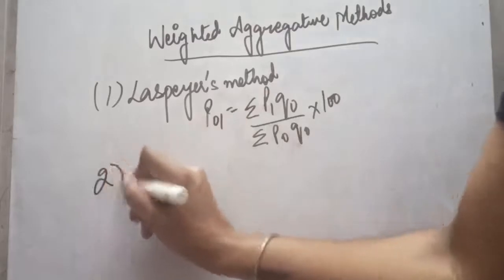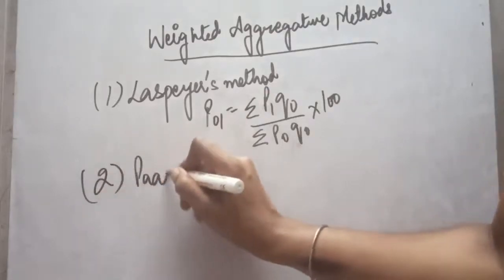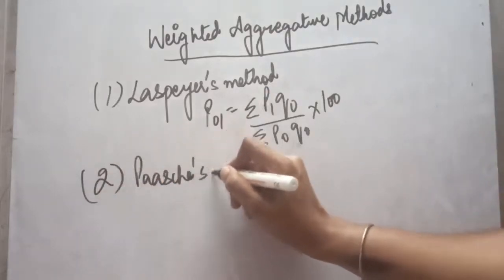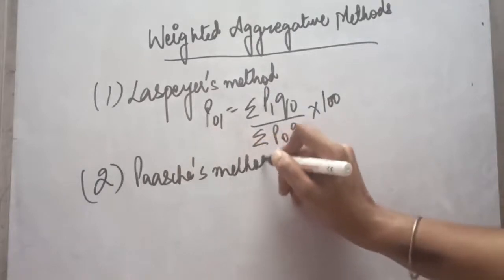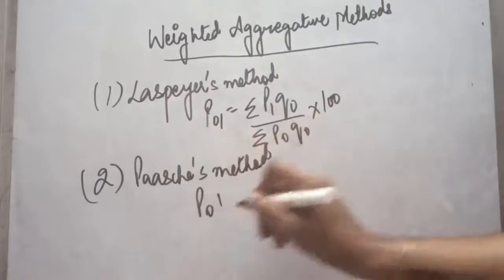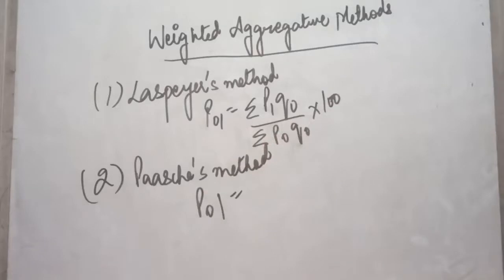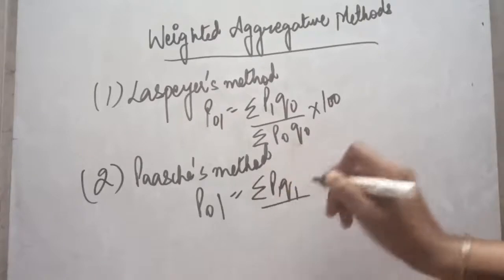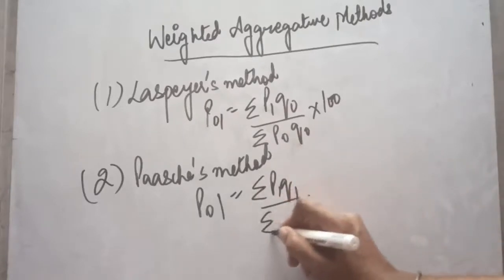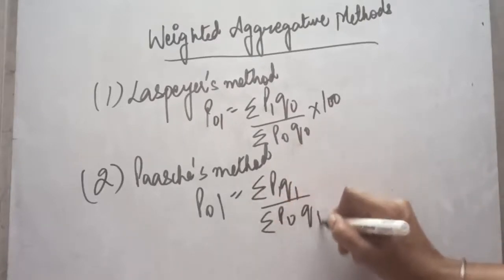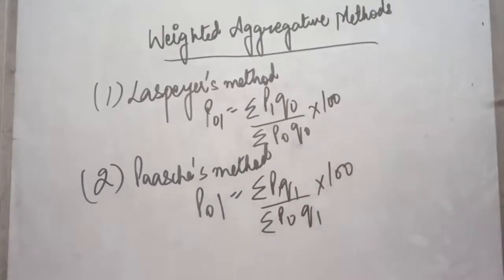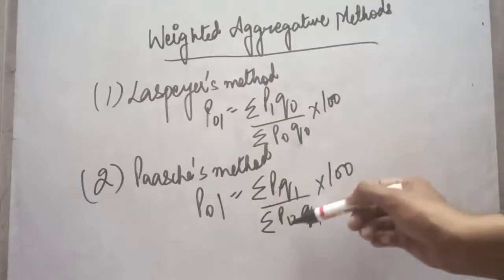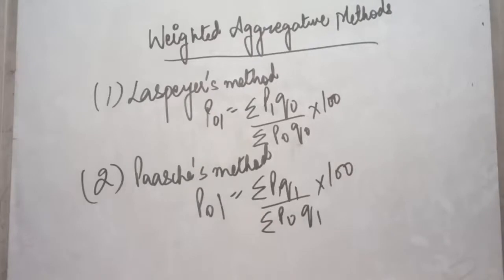Second comes Paasche's formula. Now in Paasche's method also, we will be putting P01, and the formula is very simple: sigma P1 Q1 divided by sigma P0 Q1 into 100. To remember it, we can learn 1101, and PQ will be written and 1101 will be written.